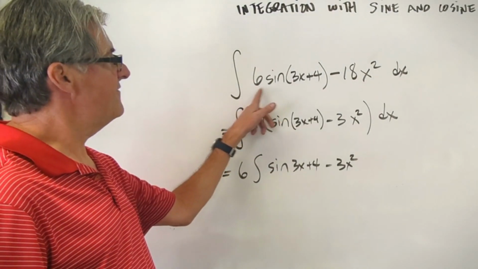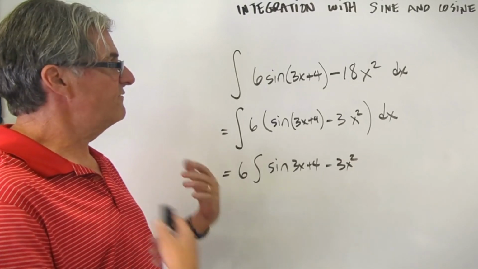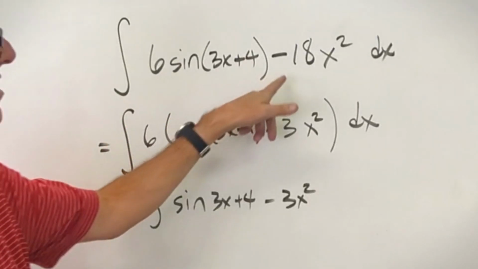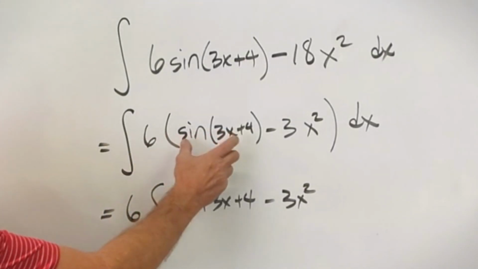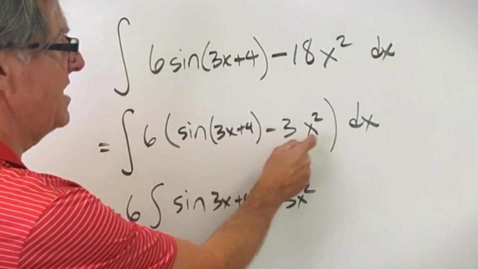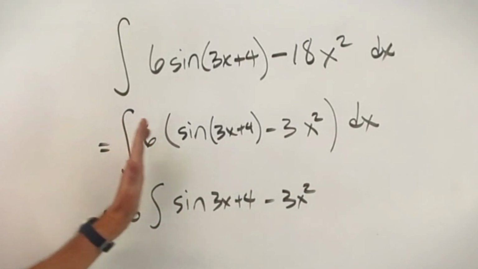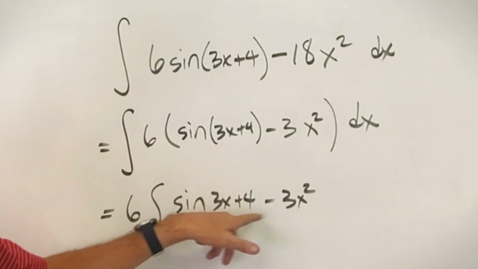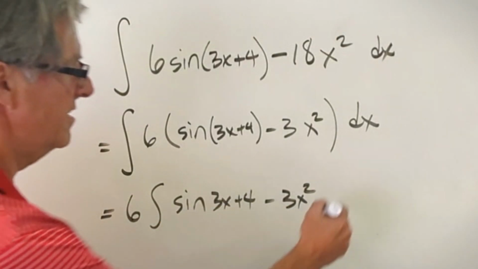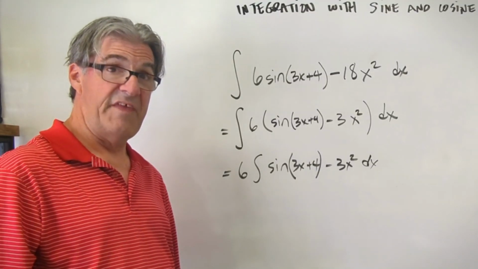Notice this. I have a common factor in both of these terms in my integral. So I can factor that out. There's a 6 in here and there's a 6 in there. So I did 6 times sine of 3x plus 4 minus 3x squared. That's factoring out the 6. And then since this is a constant times everything I'm integrating, take that out of the integral. So now I have 6 times the integral of sine 3x plus 4 minus 3x squared. There's a dx there, and I really do need to put those parentheses on that term.